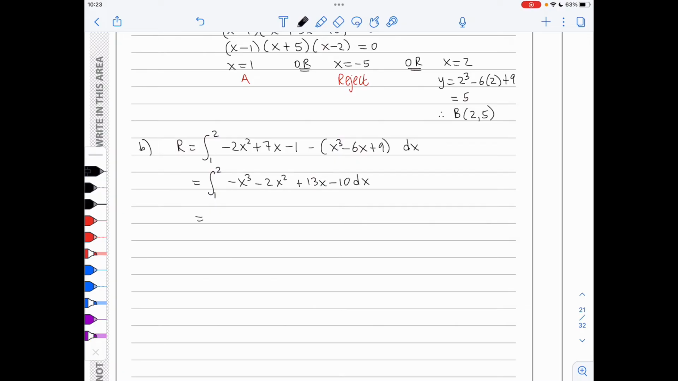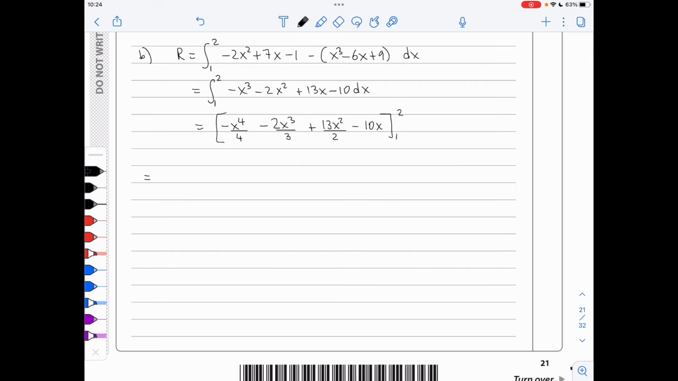Remember that with integration we increase the power by 1 dividing by the new power. So it's minus x to the 4 over 4 minus 2x cubed over 3 plus 13x squared over 2 minus 10x from 1 to 2. I will substitute the upper limit. So minus 2 to the power of 4 over 4 minus 2 times 2 cubed over 3 plus 13 times 2 squared over 2 minus 10 times 2.